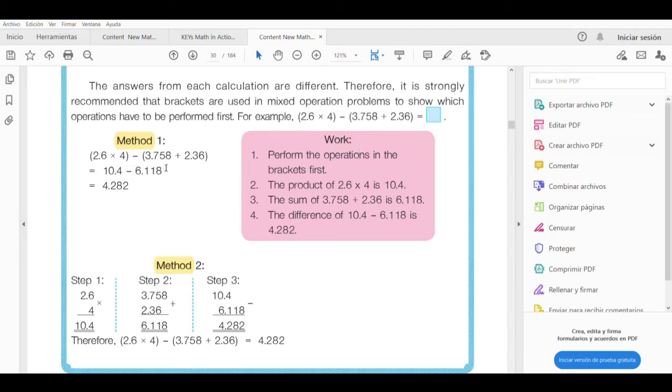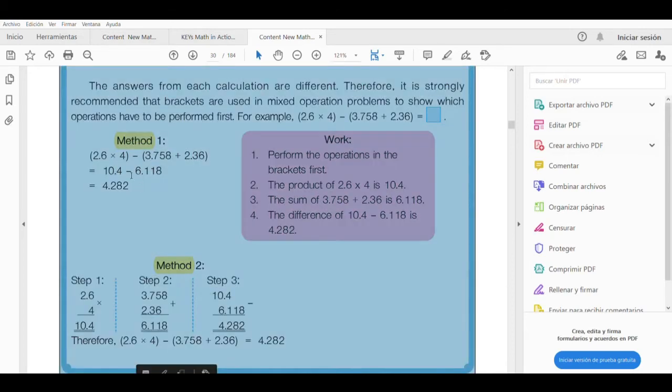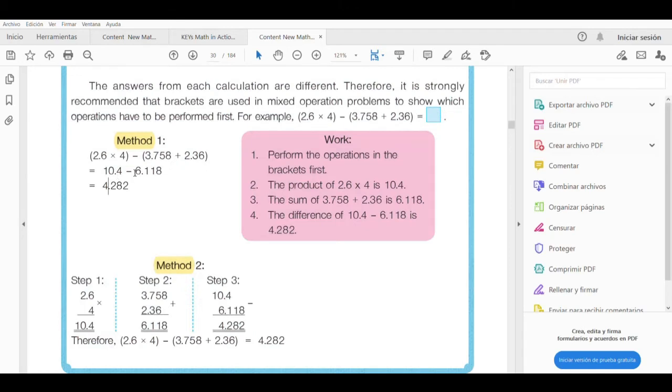So we got a final number sentence, that is 10.4 minus 6.118. And when we subtract, like you see here, 10.4 minus 6.118, the answer is 4.282. See? Here is the difference between two methods.